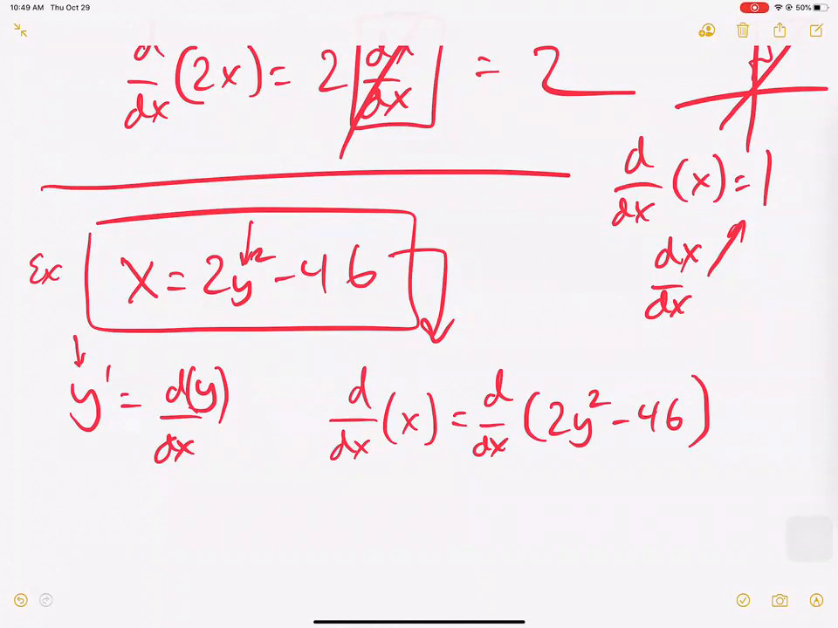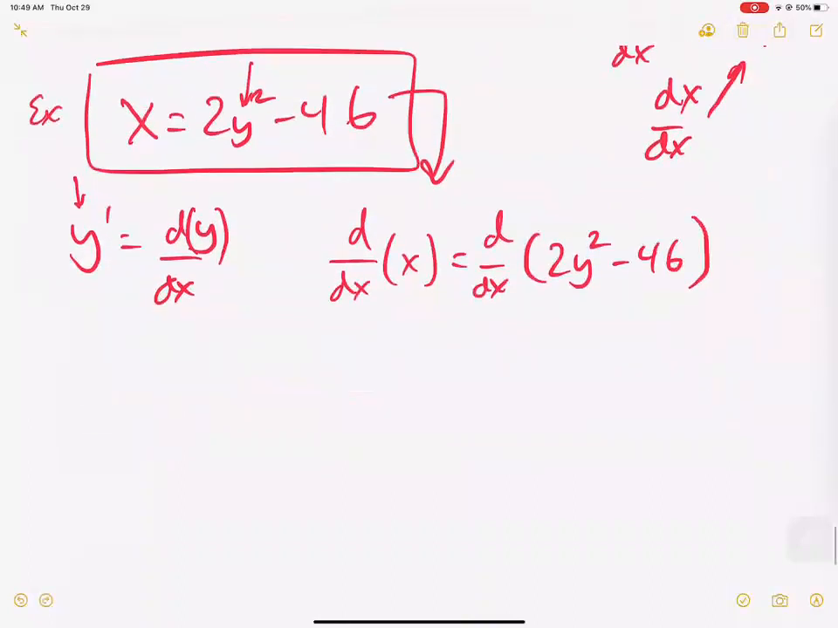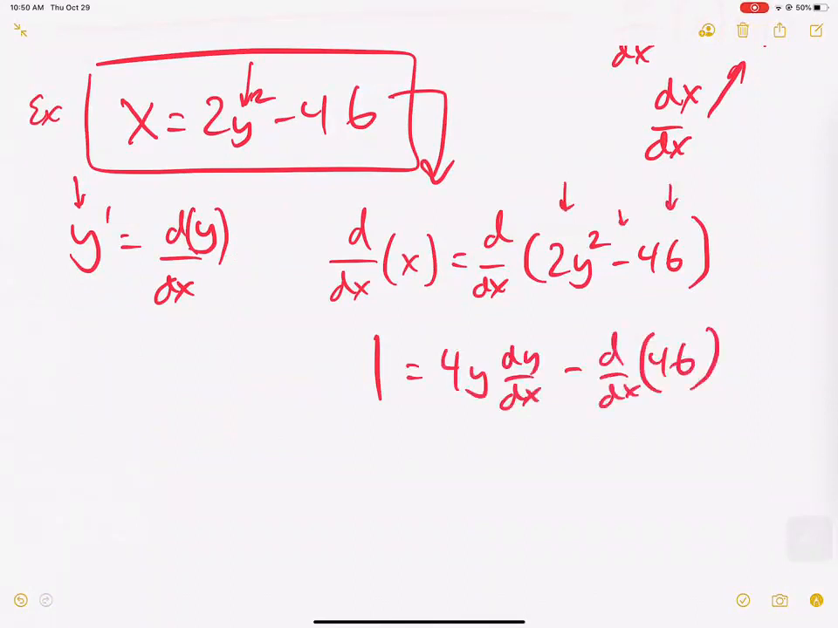Let me ask you, on the left side, what is the derivative of x, or what is dx over dx? It's 1, perfect. That's what we always thought. The derivative of x with respect to x is 1. Now the next part is a little tricky, but let's take that derivative. Remember, it's a minus sign, so we do them separately. That's going to be 4y dy over dx minus d over dx of 46, which is a constant, so see you later.